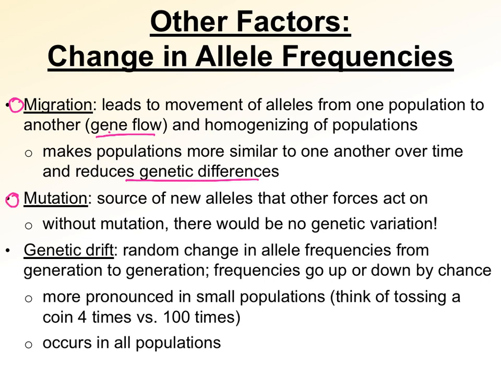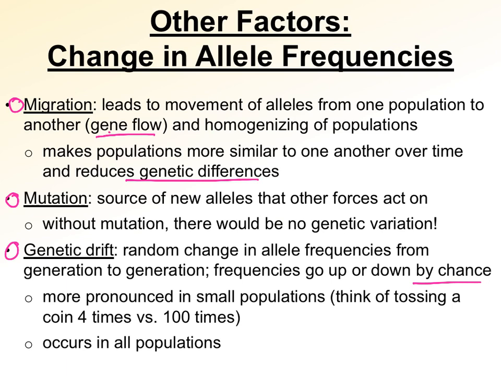So this is another way that evolution can occur. Another way that we haven't talked about, although it's important, is mutation. Mutation is a source of new alleles that other forces can act on, like natural selection or sexual selection. Without mutation, you would never have variation. So we know this is fundamental to allow for variation and therefore evolution to occur. And the last one we're going to talk about, and we'll do a little bit more for this, is this random process known as genetic drift. This is a random change in allele frequencies that occurs from generation to generation. Frequencies of certain alleles can go up, they can go down, they can stay the same, and all of this is happening by chance.